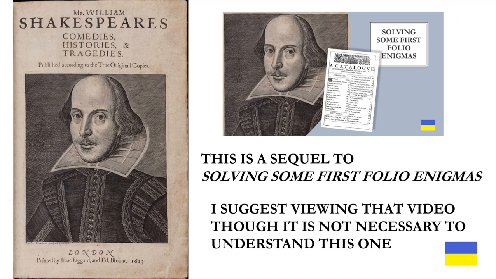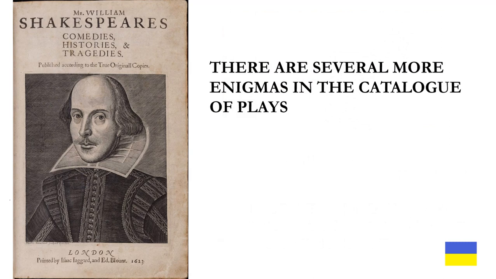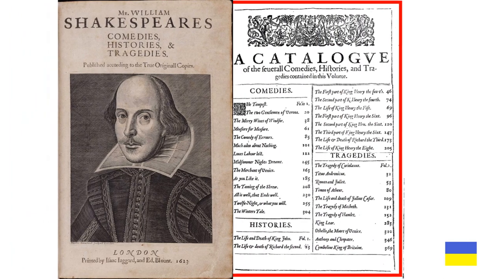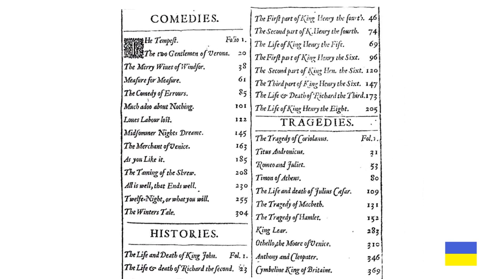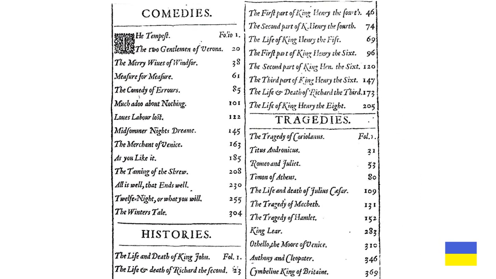As promised, this is a sequel to solving some First Folio Enigmas. I suggest viewing that video, though it is not necessary to understand this one, since it is pretty much self-contained. There are several more enigmas in the Catalogue of Plays. Looking over these sections, I asked myself, what more can I find?